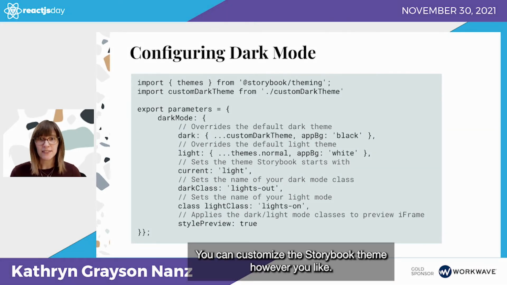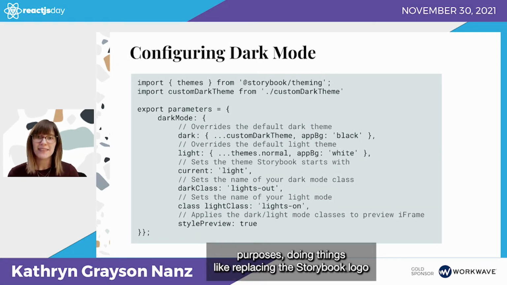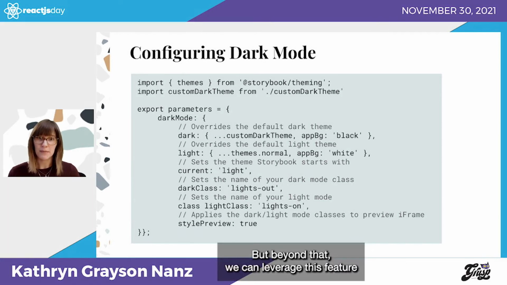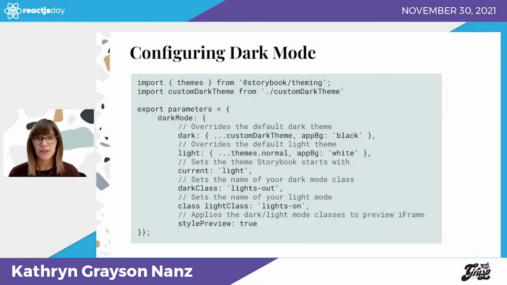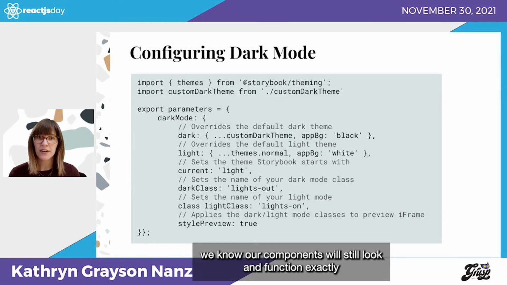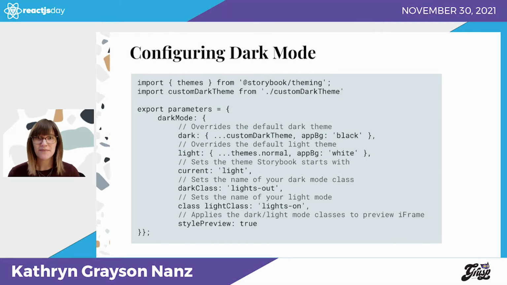You can customize the Storybook theme however you like. In fact, a lot of companies take advantage of this for branding purposes, doing things like replacing the Storybook logo with their own, and updating the theme colors to match their brand colors. But beyond that, we can leverage this feature in order to replicate our application environment as closely as possible. So when we're running all these accessibility tests and checks, we know our components will still look and function exactly as intended, even when they're in our actual app and not Storybook.